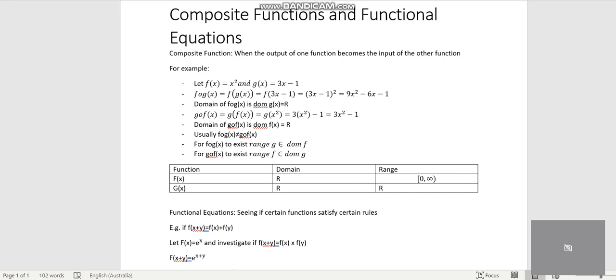Hey everyone, this is Math Sky Channel here, and today we're going to be going through composite functions and functional equations. So just moving on from trigonometric equations now.